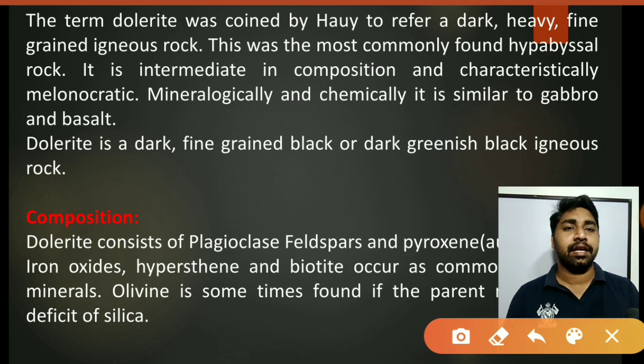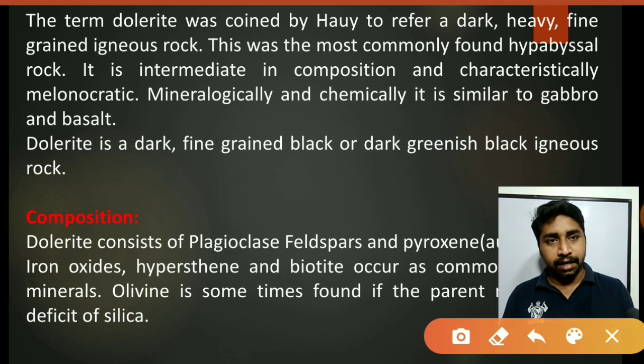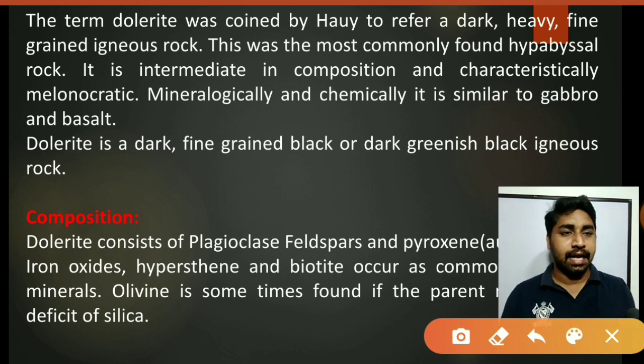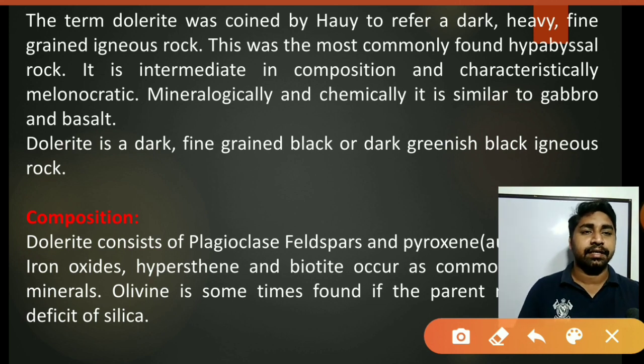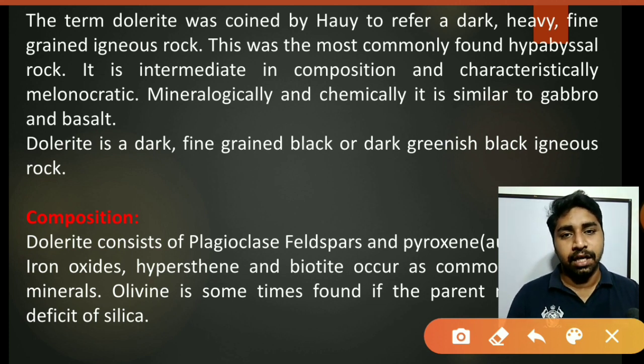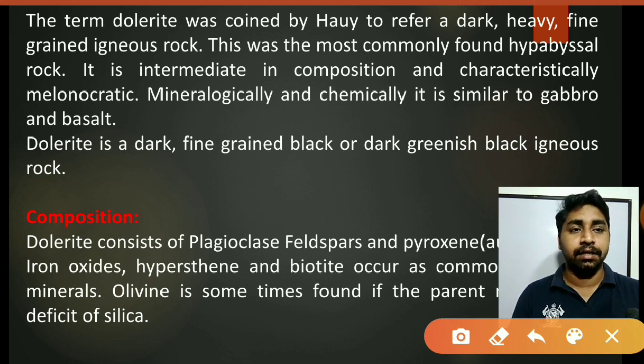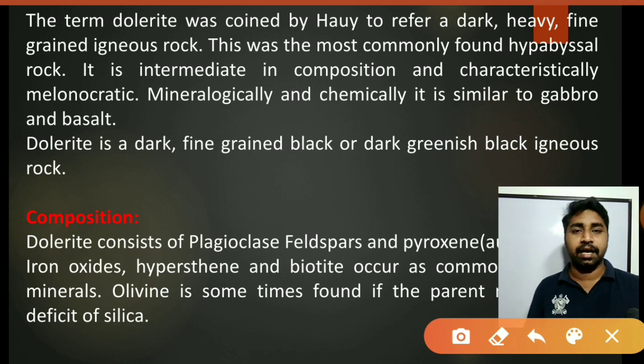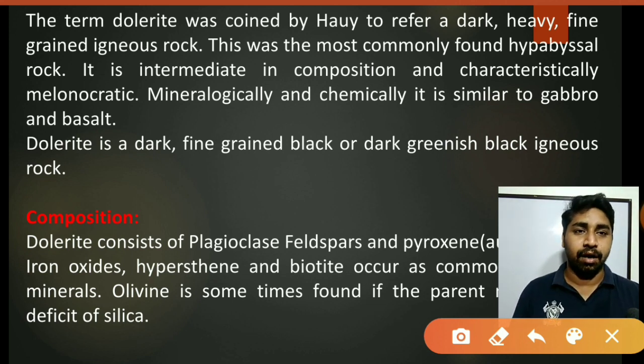Here it is intermediate in composition, meaning based on the silica content it will be intermediate, rather than saturated or undersaturated. Characteristically it is melanocratic. Mineralogically and chemically it is similar to gabbro and basalt. If you see the composition, dolerite will be similar to igneous rocks like gabbro and basalt. All these three have a similar chemical and mineralogical composition.